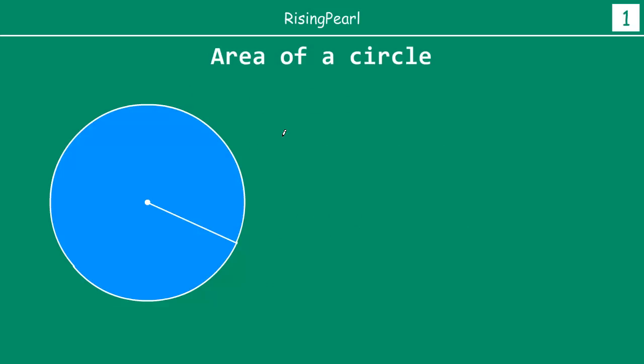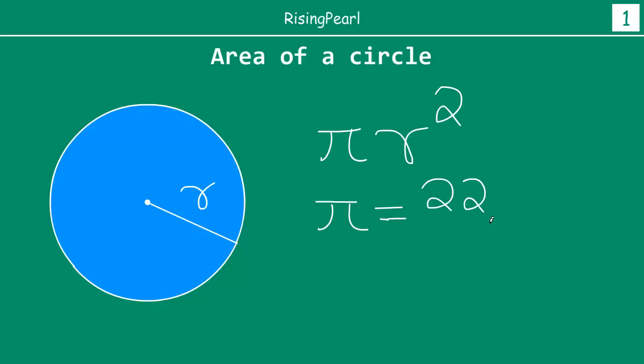Now, area of a circle. If the radius of this circle is r, and the area of the circle is the one highlighted in blue, then we know that area of a circle is equal to pi r square, where r is the radius of the circle, and the value of pi is a rational number. If nothing is given to us, we are going to use pi equals 22 by 7, and in decimal form, if we have to use it, we are going to go with 3.14. So this is the area of a circle.